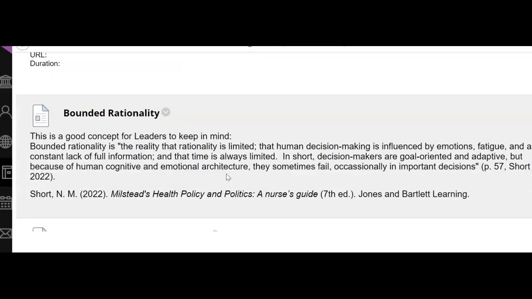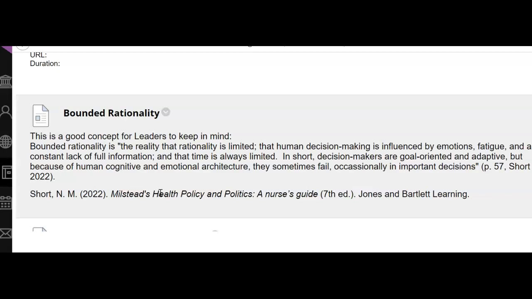So moving on, a concept that I wanted you to keep in mind is bounded rationality. Now, we talked about bounded rationality in our health policy book. And so I cite one of the quotes from Short, and that is bounded rationality is the reality. So we're looking at the reality, right? That rationality is limited, that humans make decisions influenced by emotions, fatigue, and a constant lack of full information.